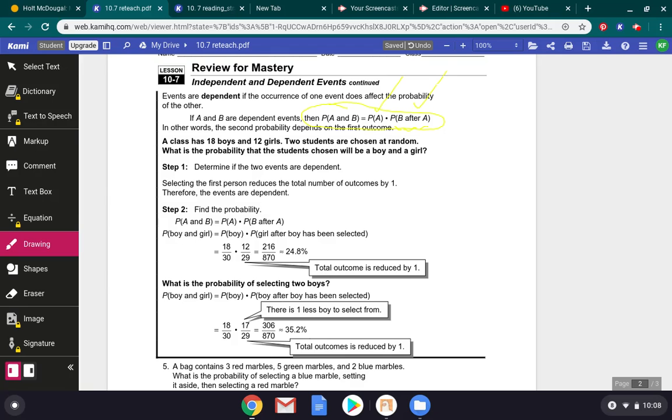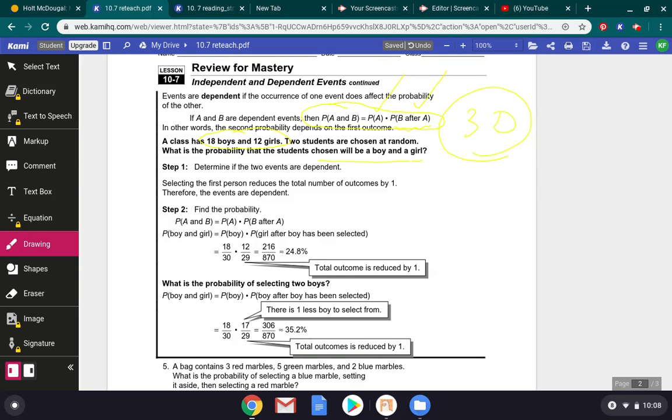It says here a class has 18 boys and 12 girls. 2 students are chosen at random. So I wish I could actually do this with you guys in school. What is the probability that a student chosen will be a boy and a girl? So I need 2 students from the class. We've got 18 boys, 12 girls, so 30 students all together. What's the probability that one will be a boy and one will be a girl?